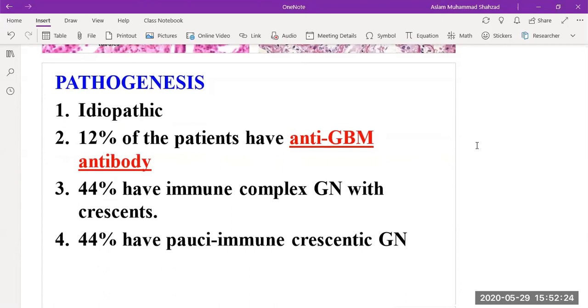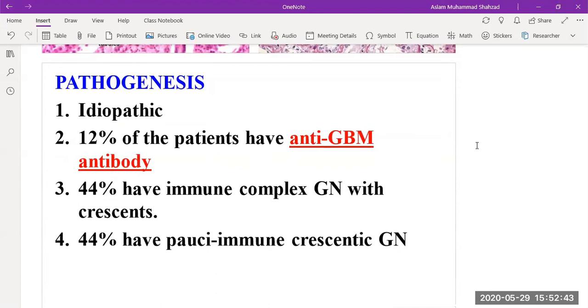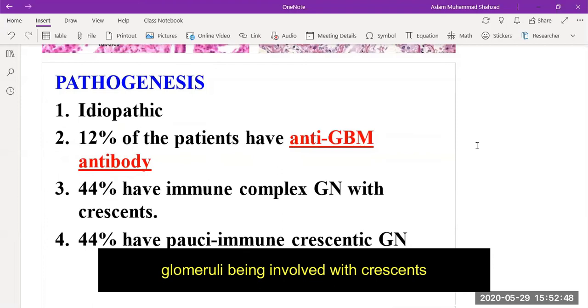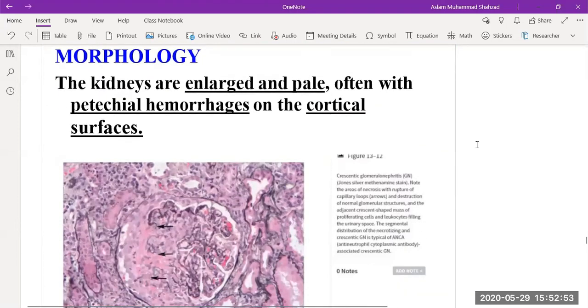12% of patients have anti-GBM antibodies, whereas 44% have immune complex glomerulonephritis with crescent. 44% have quasi-immune crescentic glomerulonephritis. So it means that only 12% of patients have anti-GBM antibodies, whereas 44% are making the immune complex GN or quasi-immune crescentic GN. The kidney will be enlarged, pale, and often petechial hemorrhage on the cortical surface will be found.